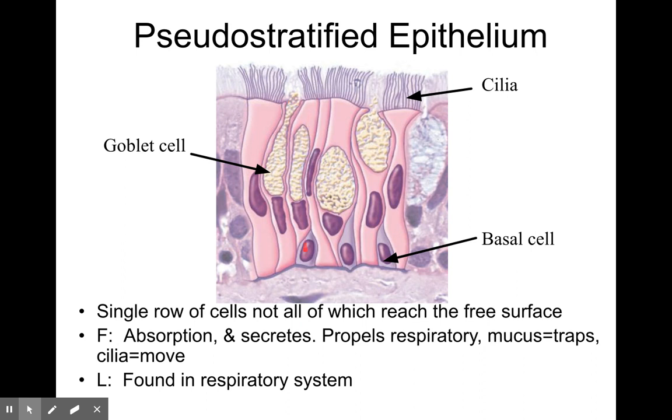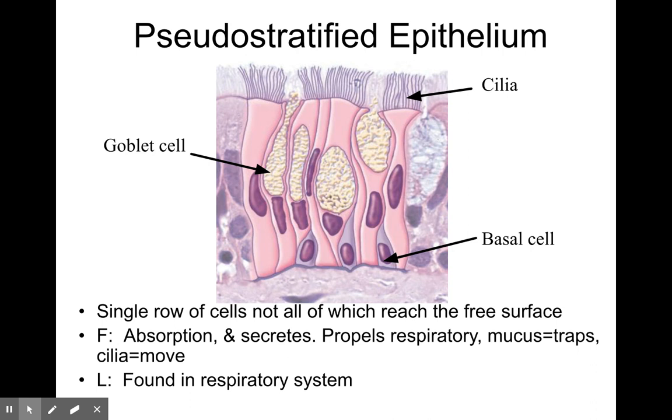This cell is on top of another cell. This cell is on top of that one. So those are stratified. So every once in a while, we have some stratification occurring, but not always. So pseudo means not really, almost there, not quite. So this particular tissue type is neither simple nor stratified.